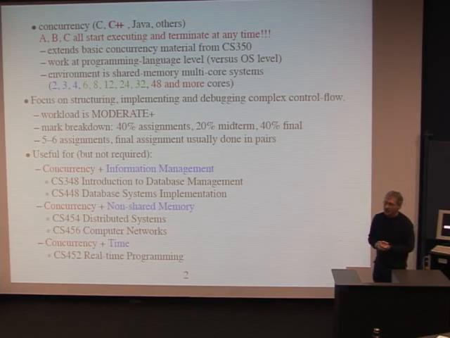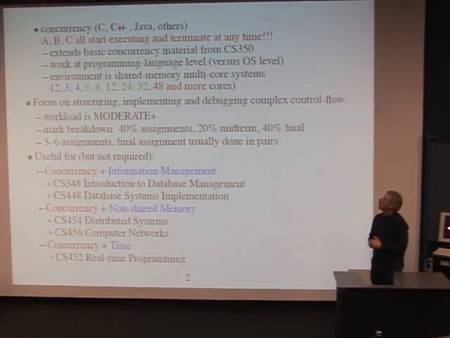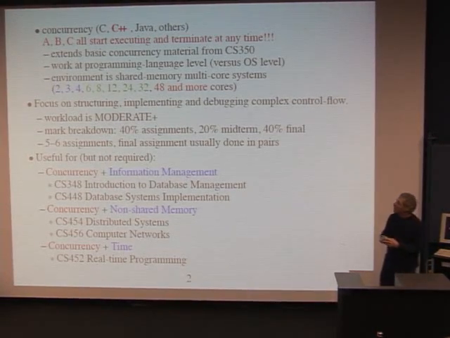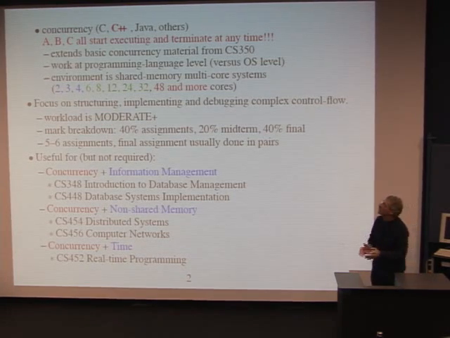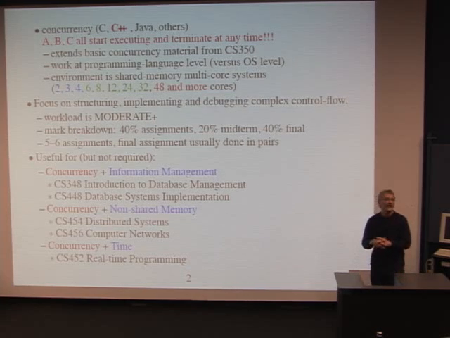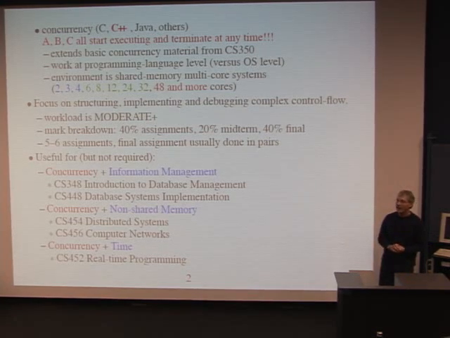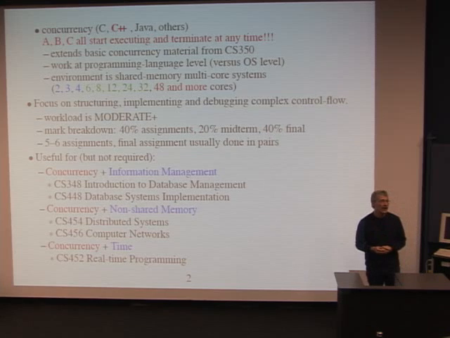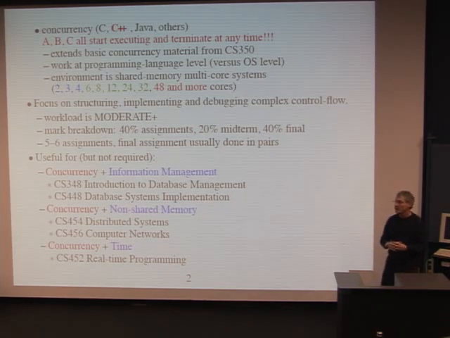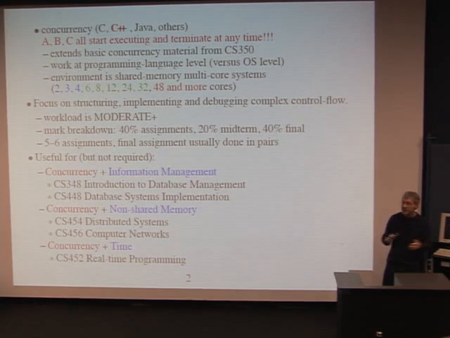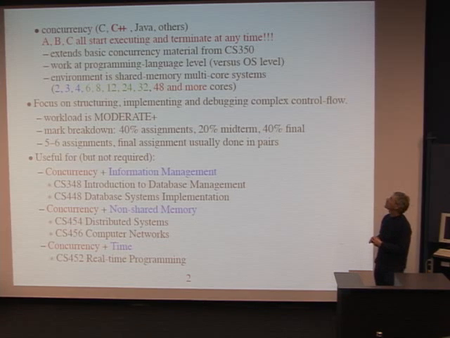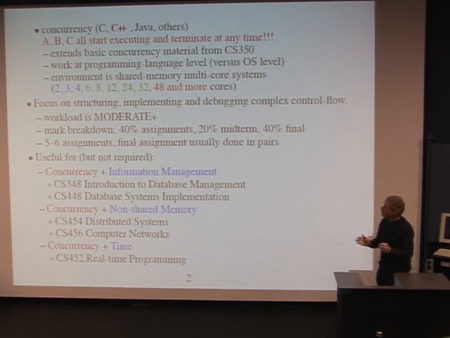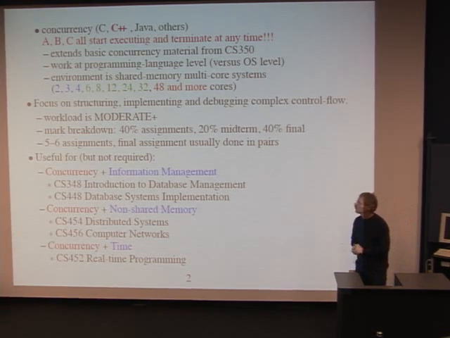The kind of environment that's being focused on is shared memory, multi-core systems. So on your laptop, you have 2 to 4 cores. On servers, we have 6 to 32, and then on larger machines, you have 48 and more. The undergraduate environment right now has 3 machines with 48 cores, and then we're using that to do some interesting assignments in the course. So basically, we're focusing on structuring, implementing, and debugging complex control flow, and in particular, concurrency, which is the most advanced form of control flow.